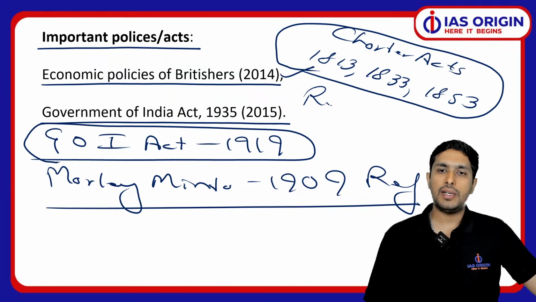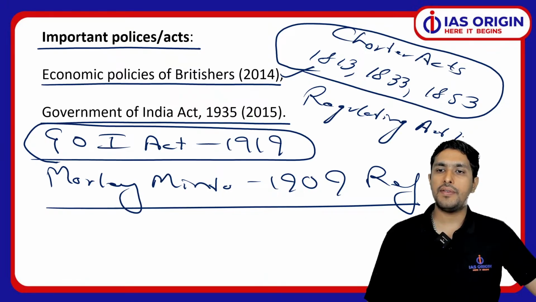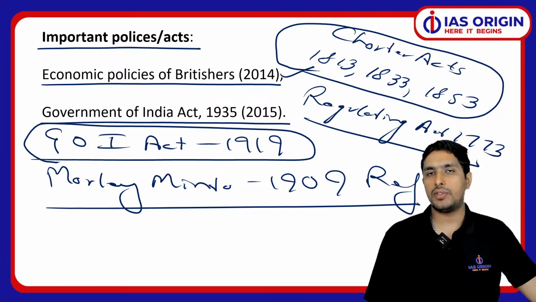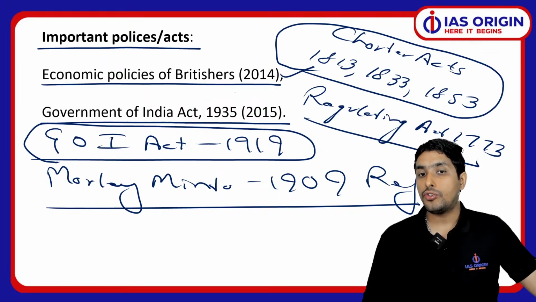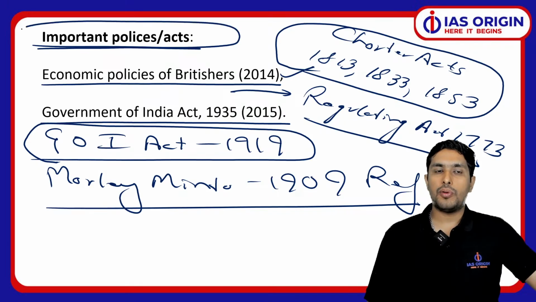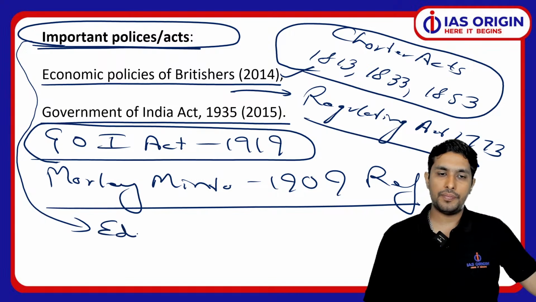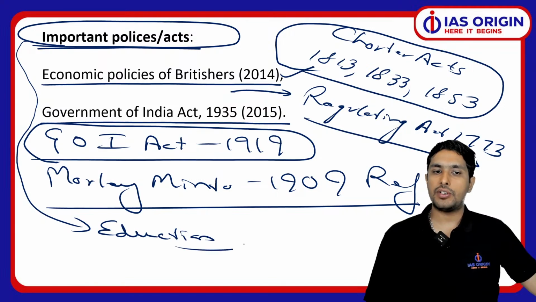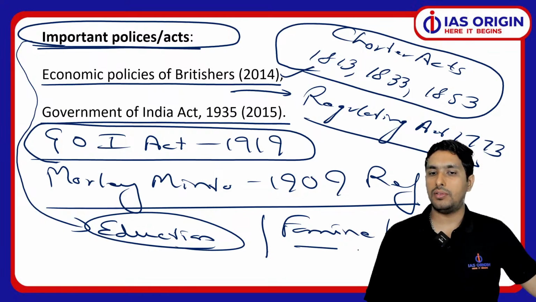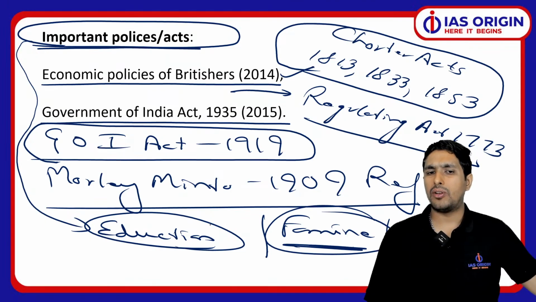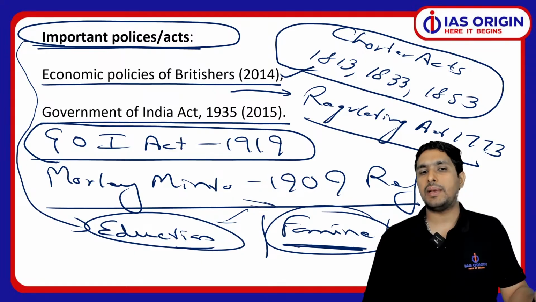Do read about the Regulating Act of 1773. What was the relevance? Why did it come in the first place? You should know about it. Getting it? So when we talk about the important policies and acts, you should have a basic idea of how education was introduced in India, famine related things, what they did in India, the Macdonnell Commission and all that, why they came in the first place. All these things you have to know.